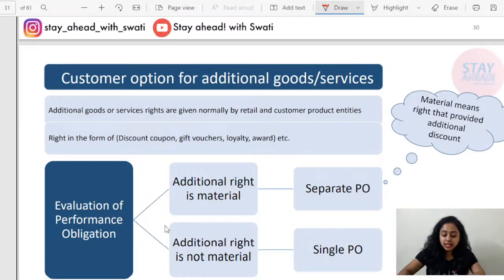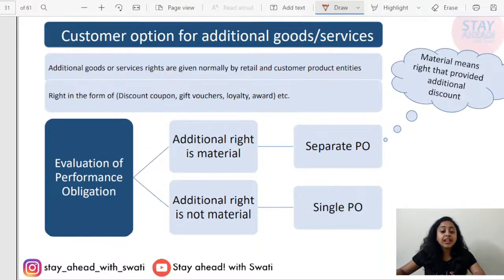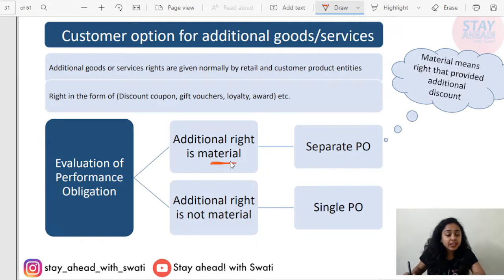Next, customer option for additional goods and services. If such goods and services are being provided at an additional discount, and if it is material, then a separate performance obligation will be recorded. If it is not material, then a single performance obligation will be recorded.